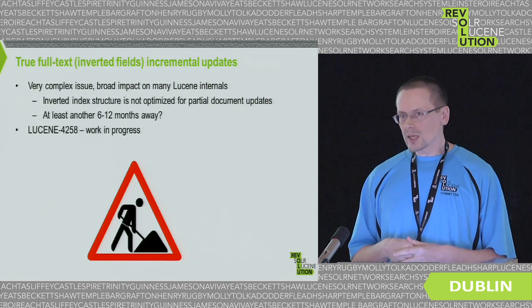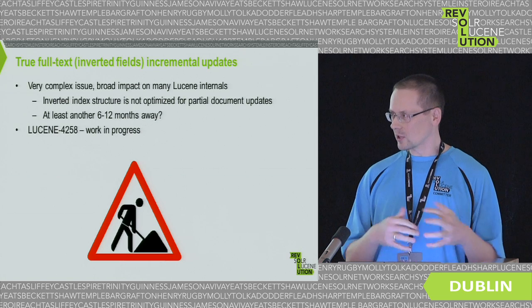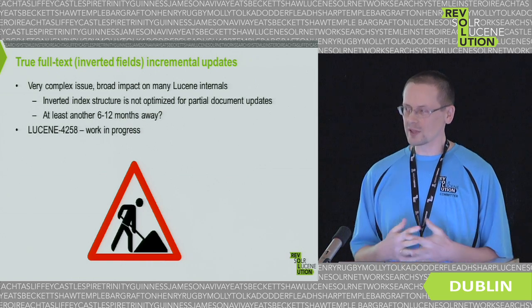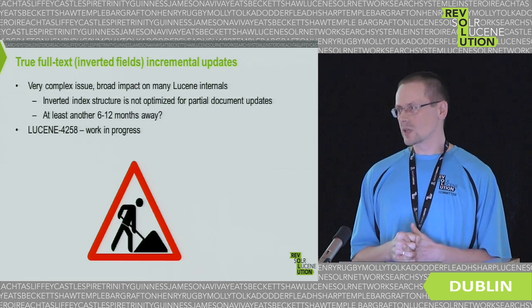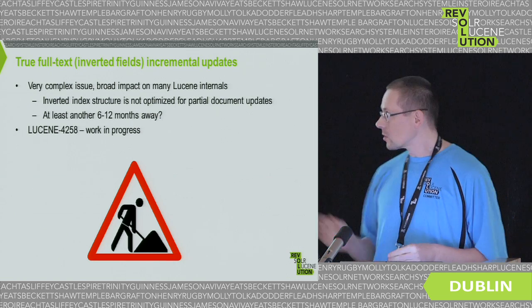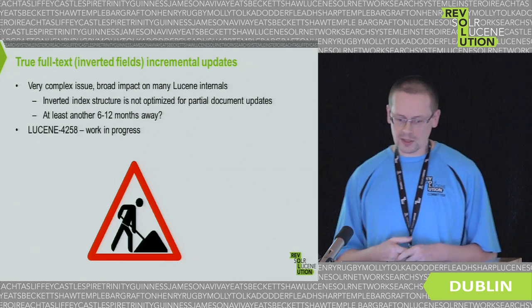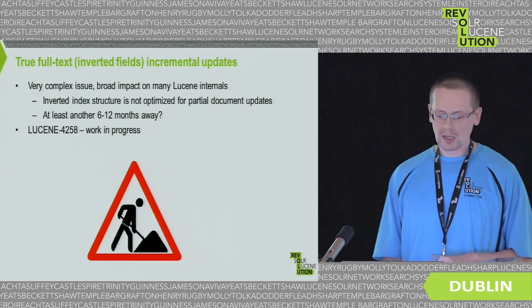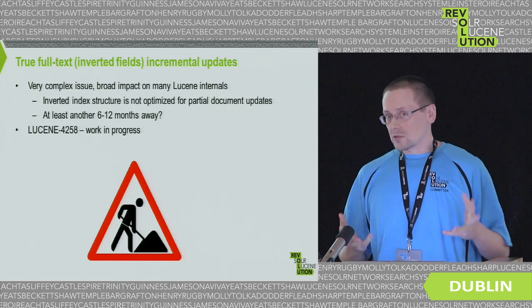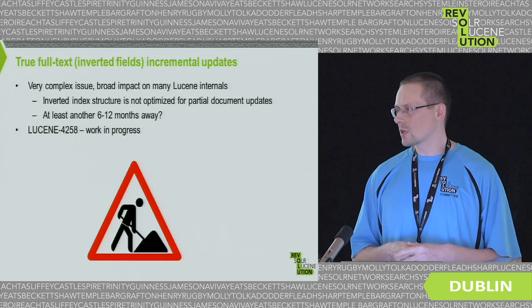There has been some progress made, so it's not completely left alone. But I would estimate that if people who started working on this put some effort into it finally, or more effort than recently, then this feature is still like 6 to 12 months away. You can check the progress. There's this Jira issue, 4258, and related Jiras. So that's the bad news. Sorry, true field level updates for searchable fields are not there yet.